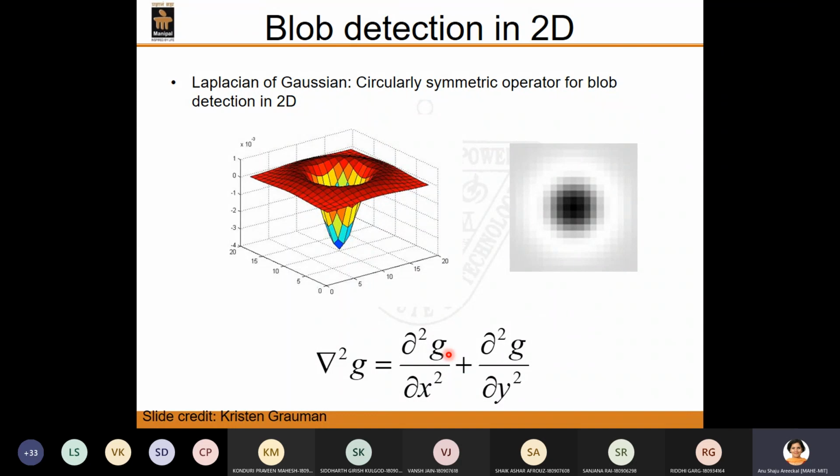Now, why the LOG operator is important is that it helps with blob detection. A blob is just a circular region, and blob detection means, let's say in an image you have certain blob-like structures, round or circular structures, and LOG operators help to find the presence of such blob-like structures in an image. We will look at an example also next.